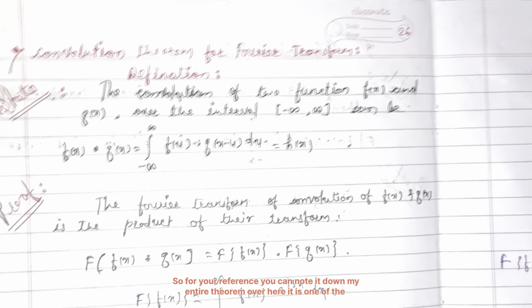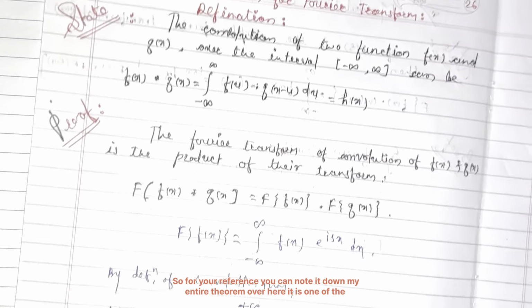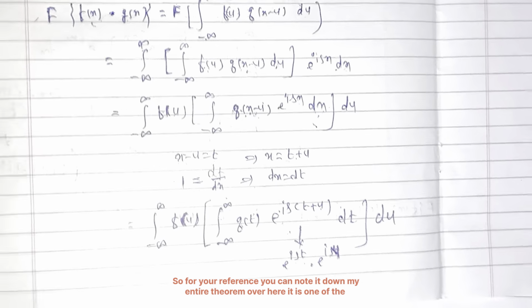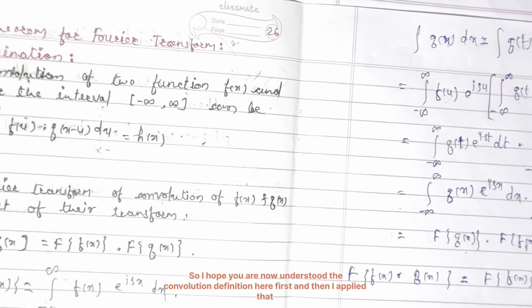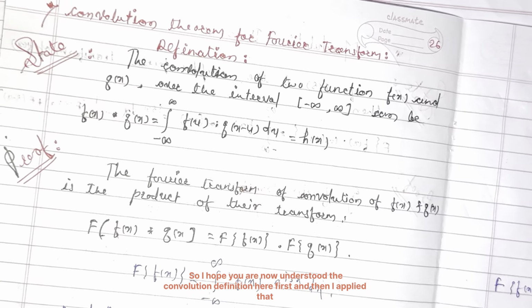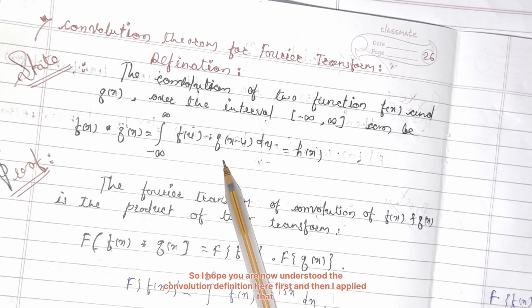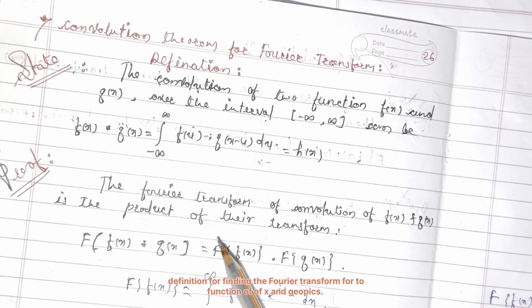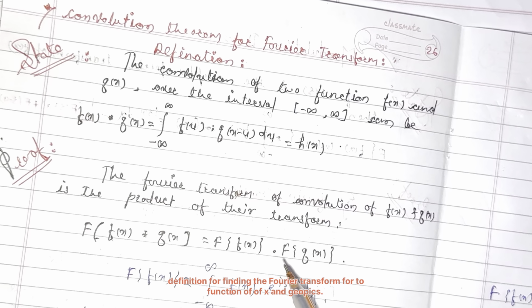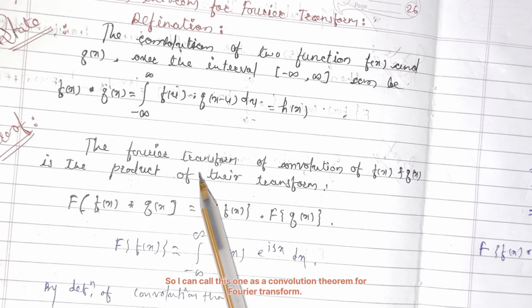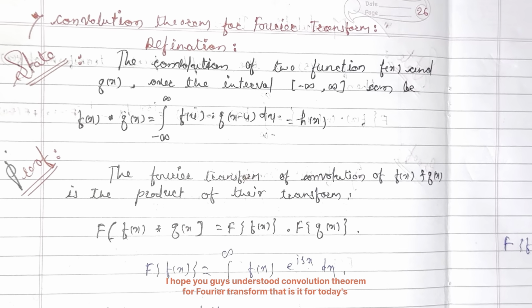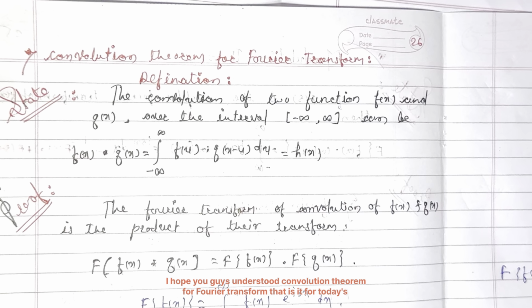For your reference you can note down my entire theorem over here. I hope you all have understood the convolution definition first, and then I applied that definition for finding the Fourier transform for two functions f of x and g of x. So we can call this the convolution theorem for Fourier transform. I hope you all have understood it.